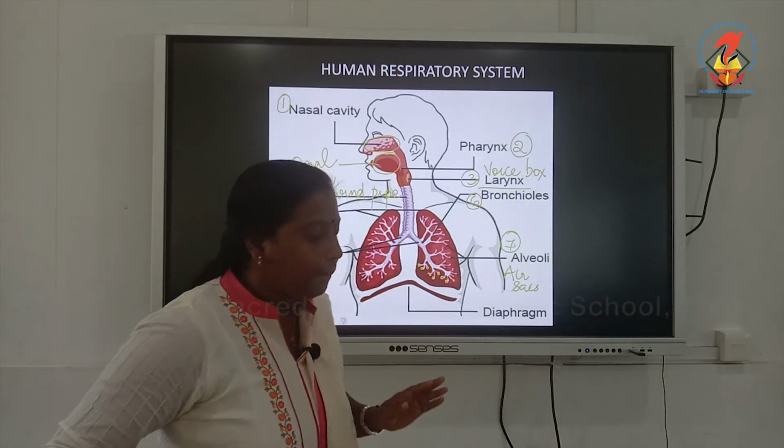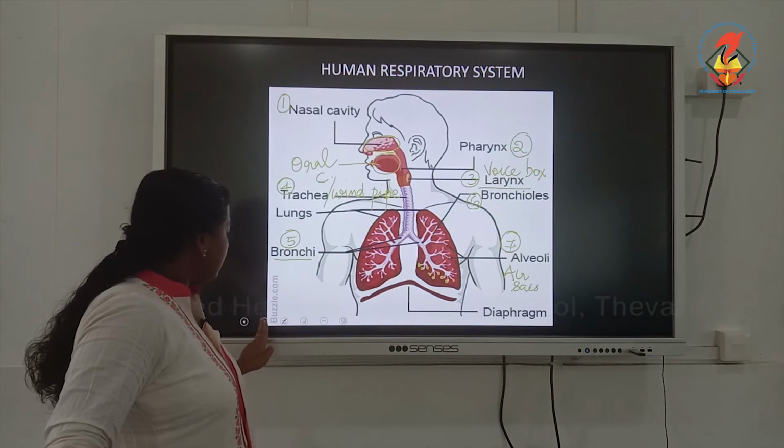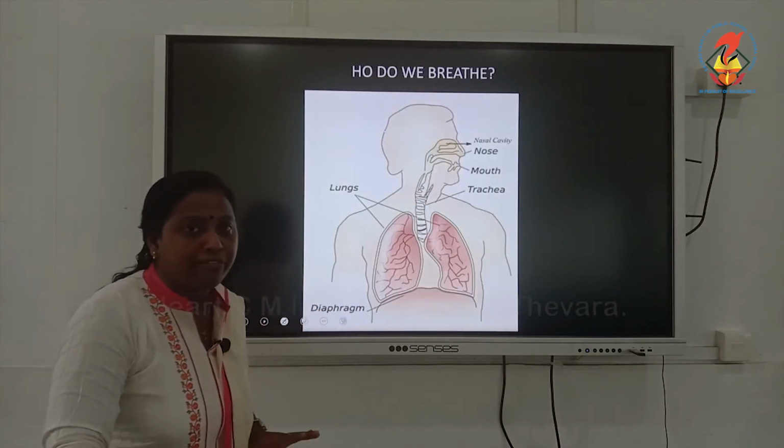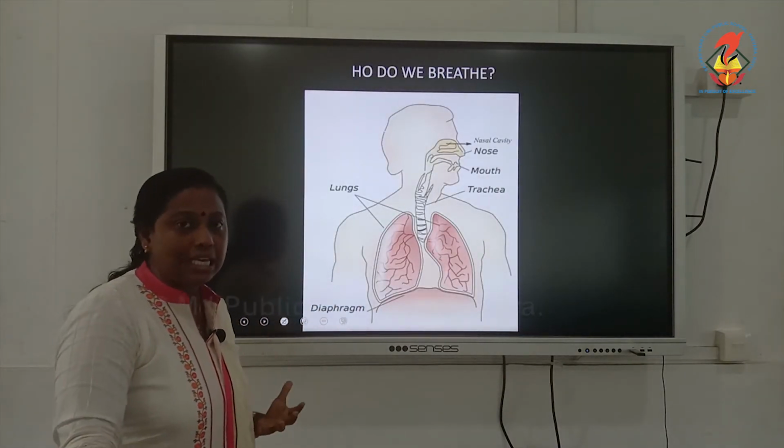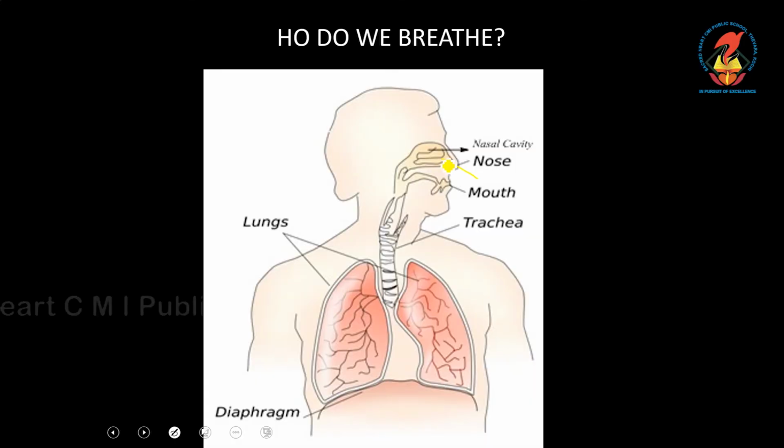Hope it is clear. Now, we will see one more diagram, the same diagram, in a simplified form. When you are breathing in, the oxygen will be entering through your nose. From your nose, it will go to your nasal cavity. From there, it will travel through the pharynx, larynx and all, and it will reach the trachea. From there, it will go to the bronchi. Bronchi will be entering into your lung. Inside your lung, it will be branching into finer branches.